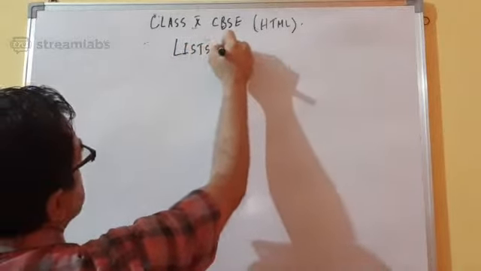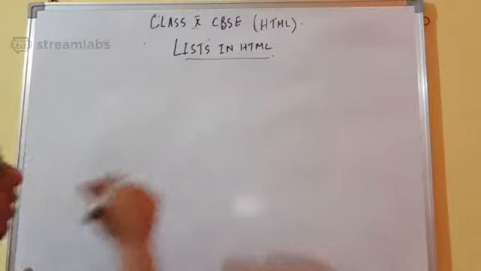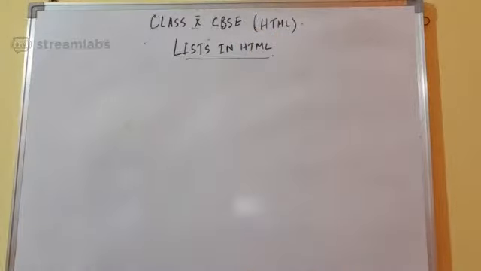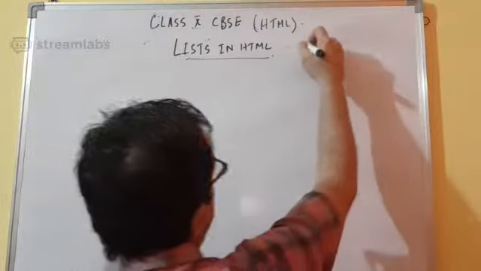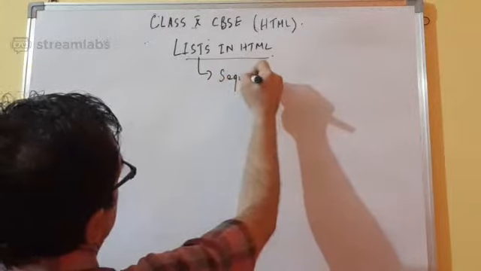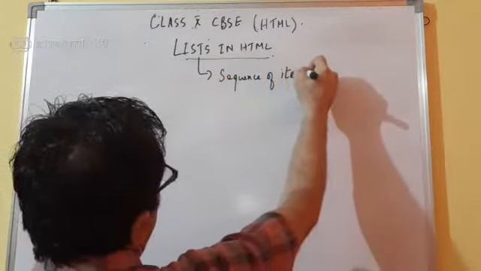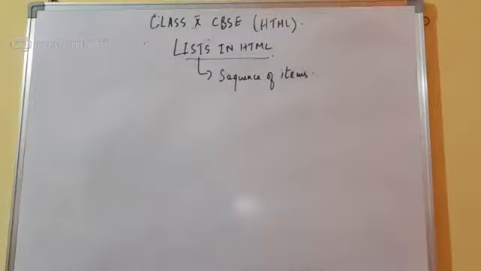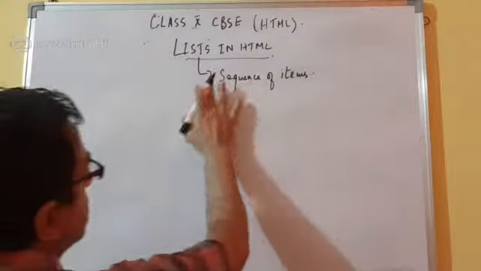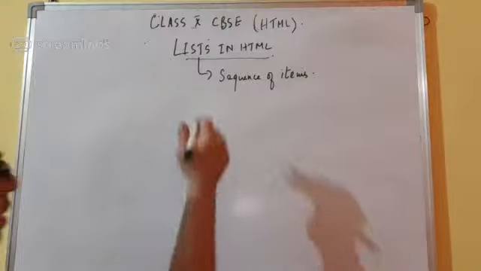Lists in HTML. Okay, so now what does list mean to you? A sequence of items. Okay, list means a collection of items. Sequence means it should be in a proper sequence, but right now, it should be a collection.